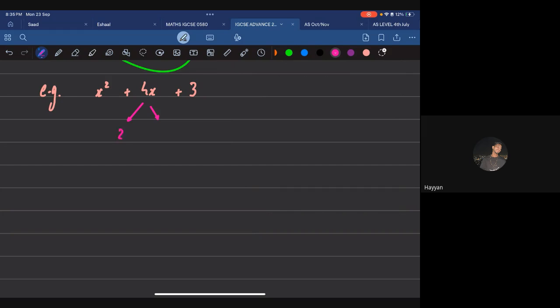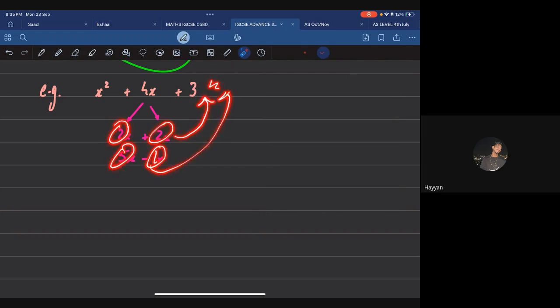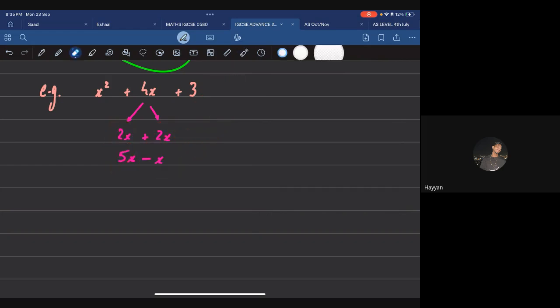So can I do it by 2x plus 2x? Technically, I'm breaking this down as well. 2x plus 2x, if you add them up, makes 4x. Or I can do it like 5x minus x. But the problem is that 2 multiplied by 2 does not make 3, it makes 4. 5 multiplied by 1 does not make 3, it makes 5. Technically, it makes minus 5 because of this minus sign. So, how should I break this down?